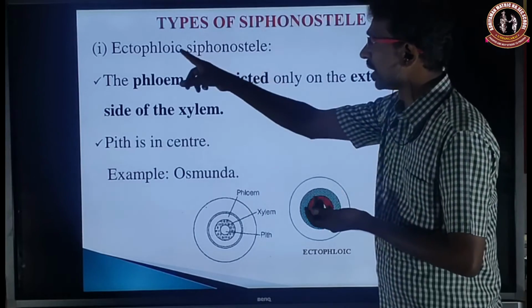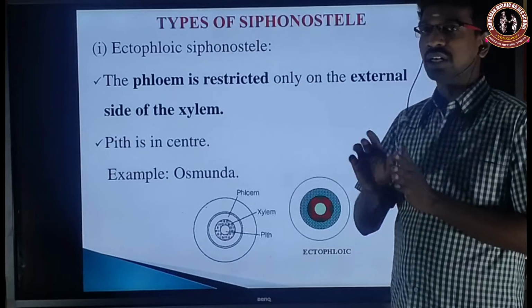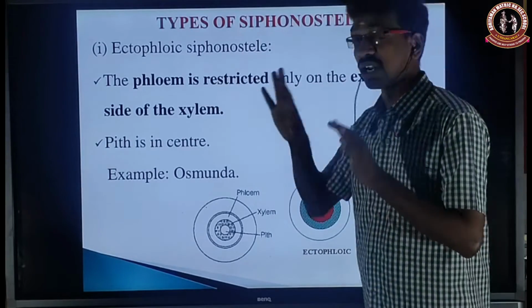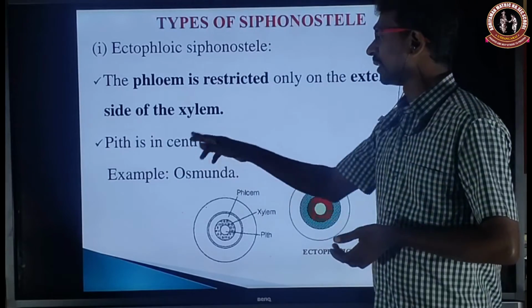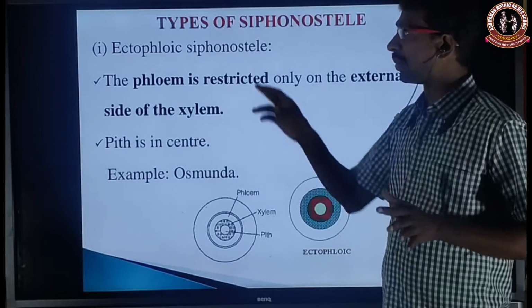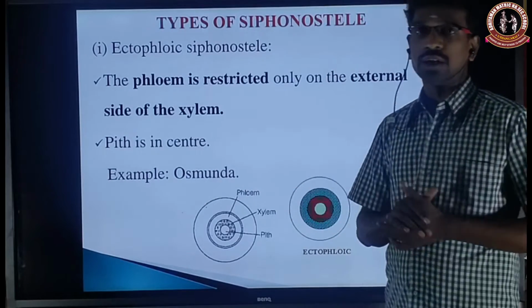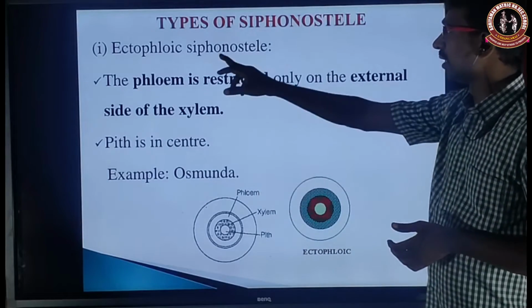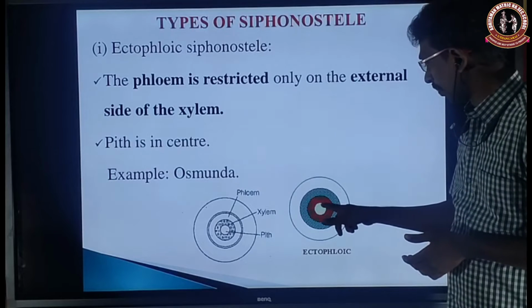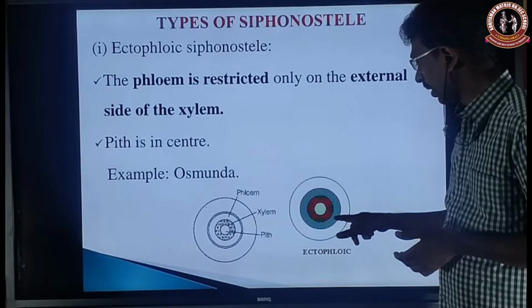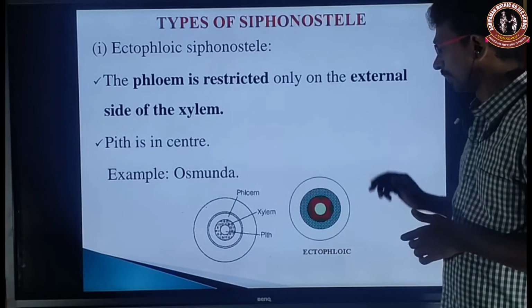So here it's only based on the phloem, ectophloic. That means the phloem is restricted only to the external side of the xylem. Pith in the center. There is no doubt at all because it belongs to siphonostele. Example, Osmunda. So this is an example for ectophloic siphonostele. The red color indicates the xylem and the blue with the black indicates the phloem.